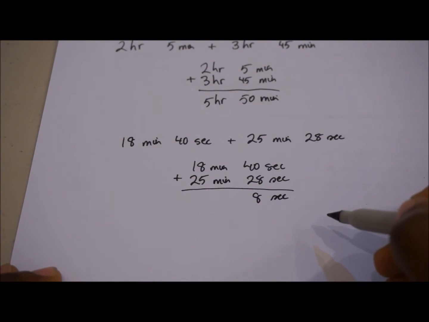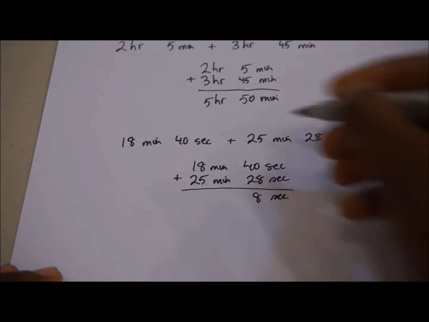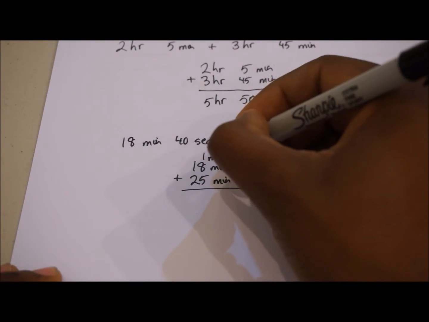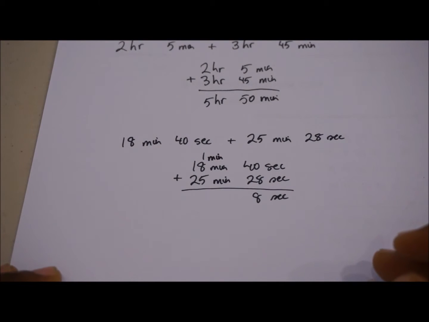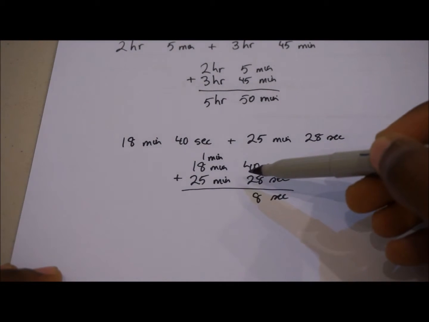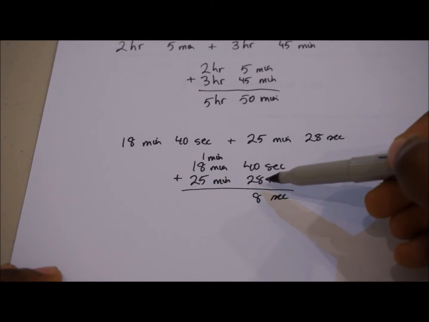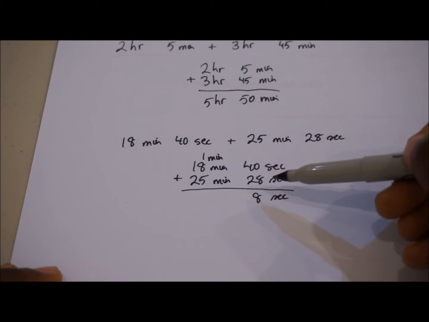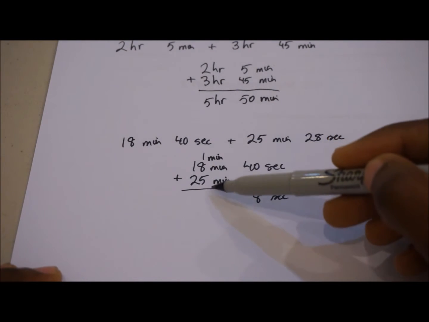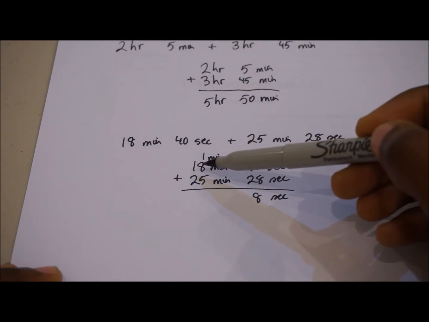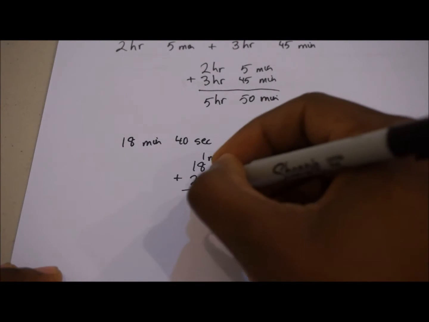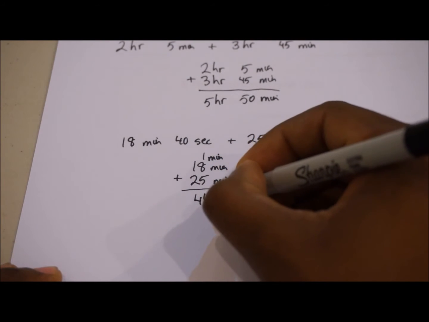The 1 minute that develops, I carry it over to the minutes, because again, the principle is you always add and subtract things that are similar. Again, 40 seconds plus 28 seconds give me 68 seconds. But 68 seconds is the same thing as 1 minute, 8 seconds, because 60 seconds is 1 minute. And from there now I continue. 1 plus 18 plus 25, that is 44 minutes.